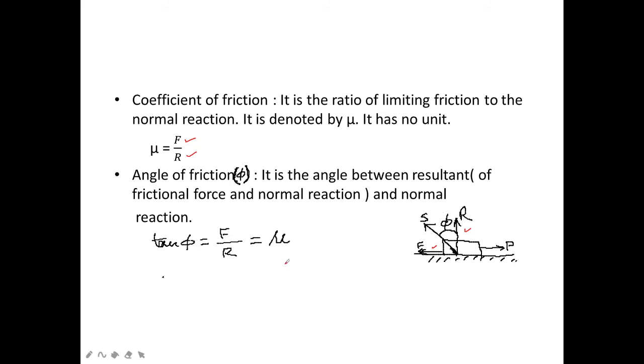Now if you complete this, if you draw a perpendicular from here, this is a right angle triangle. Now from this right angle triangle, you can see that tan phi is this upon this. This is F and this is R. So tan phi is F upon R, and F upon R is mu. So tan phi is always equal to mu, or you can say mu is equal to tan phi. So in some numerical mu will be given, in some numerical phi will be given. So if phi is given, you can easily find out mu.